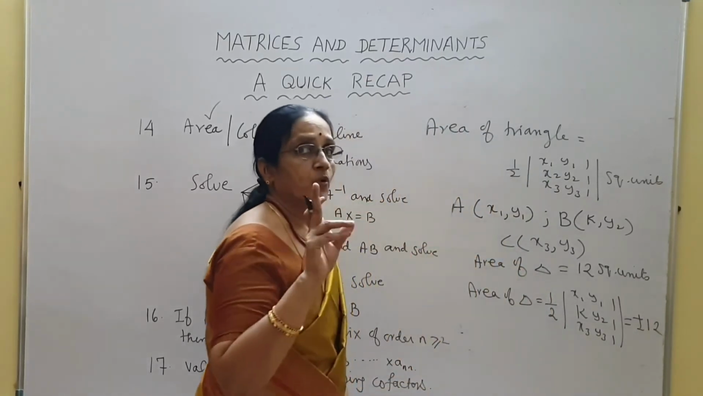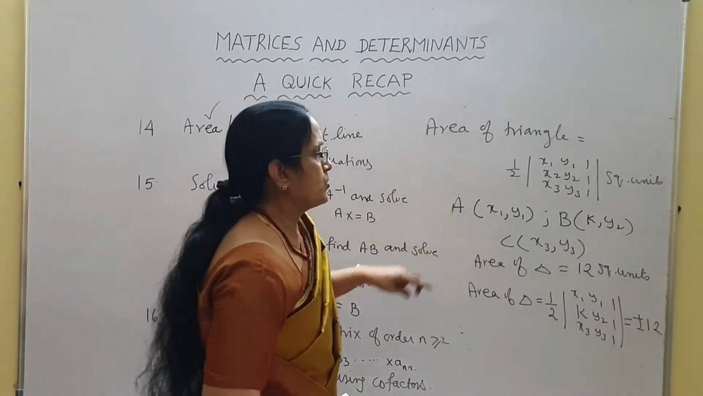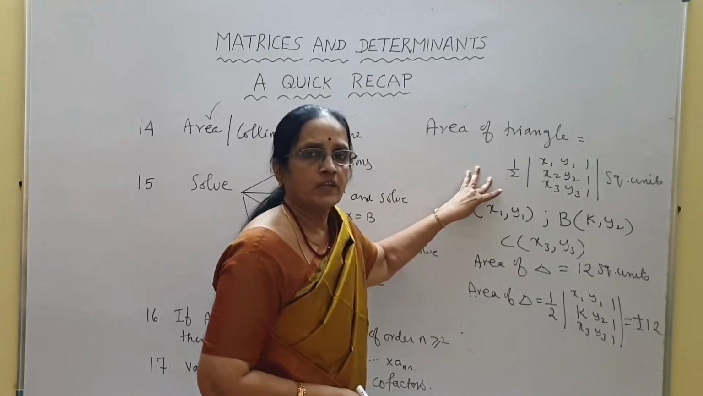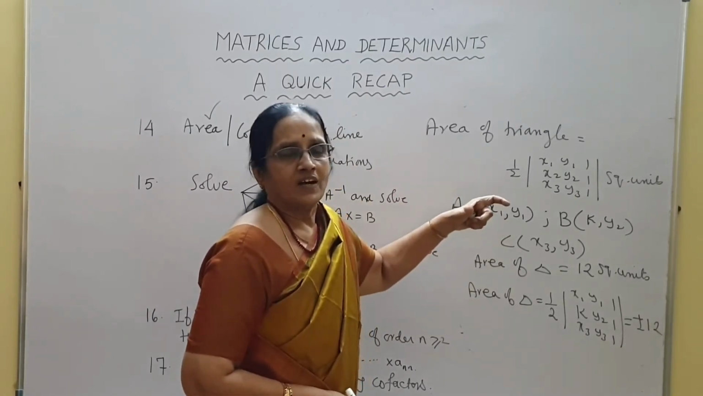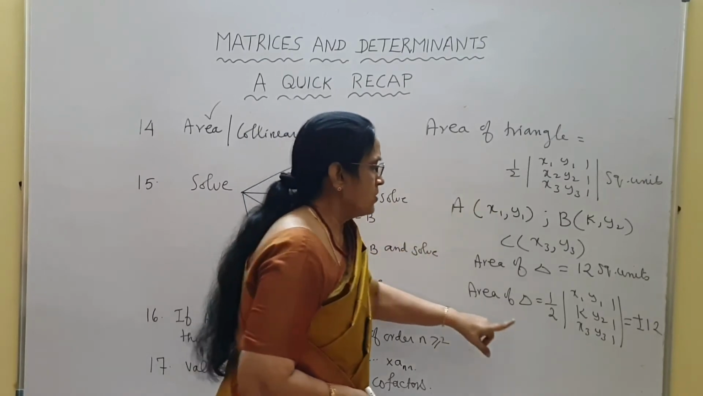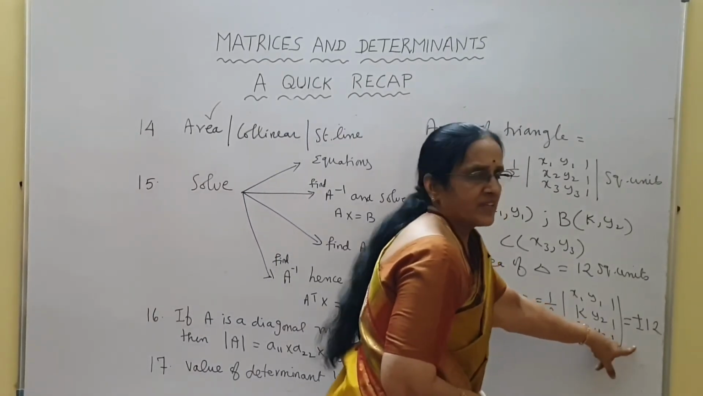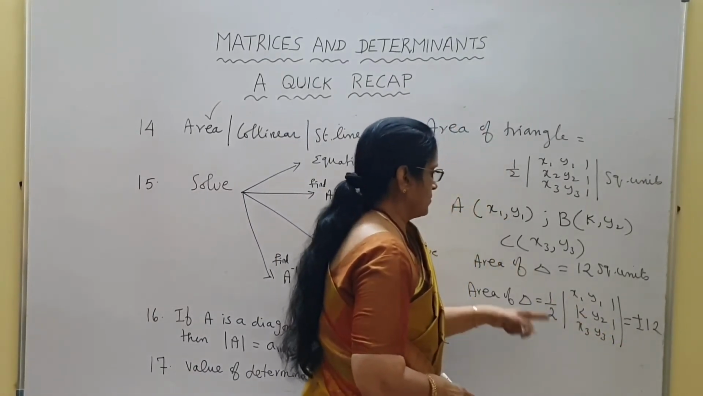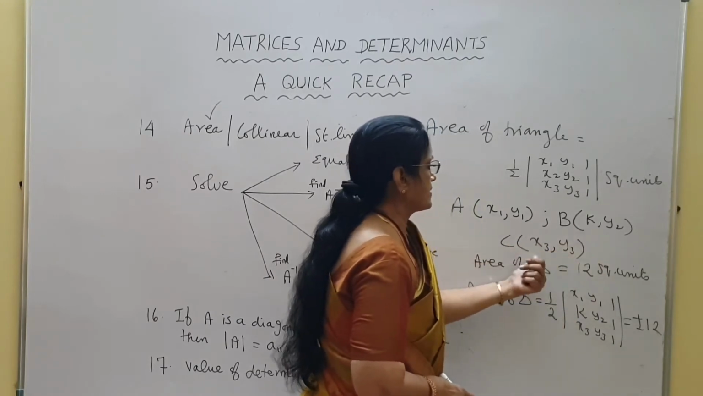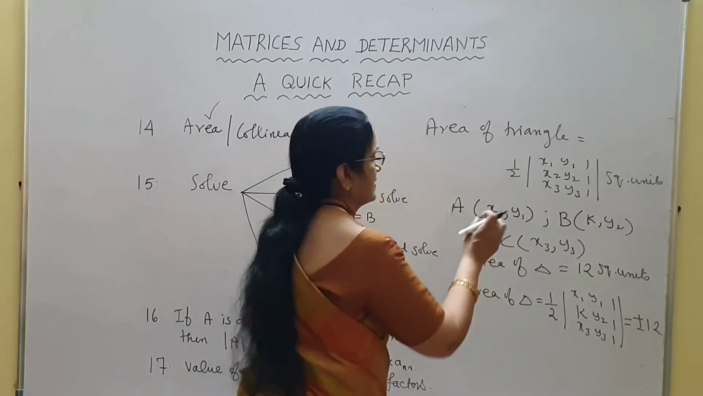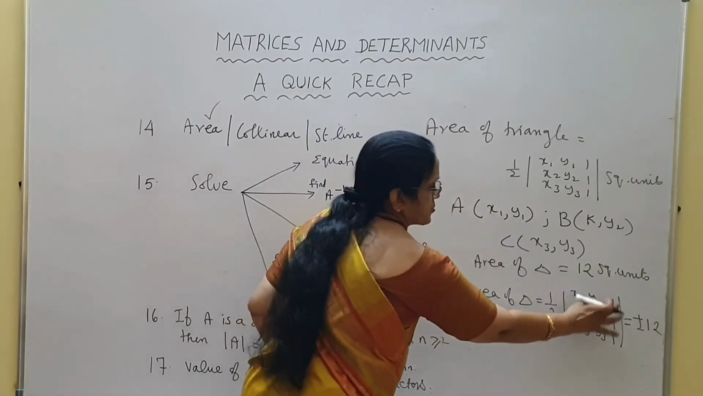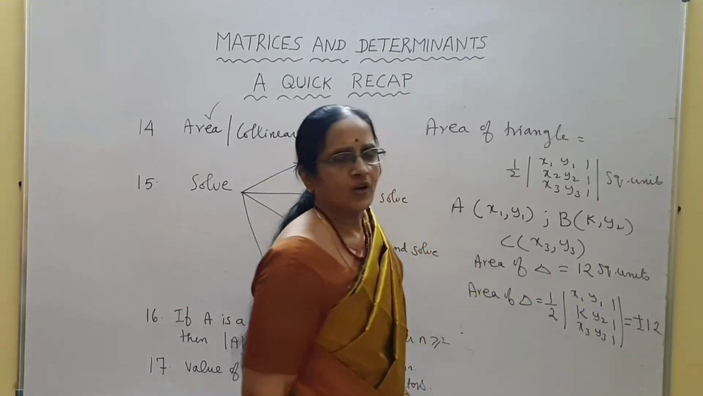You have to consider both the cases. See, I told you, even if you get the area as negative, we always take the absolute value. Only the magnitude of the area we are taking. So, this point should be kept in mind. Here your x1, y1, x2, y2, that is k, y2, x3, y3 are all the vertices of the triangle and there are some numbers. So, once you substitute here, you will get to know the value of k.